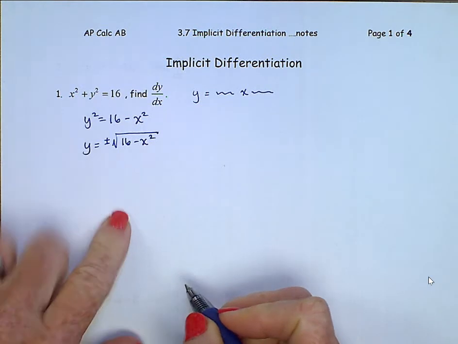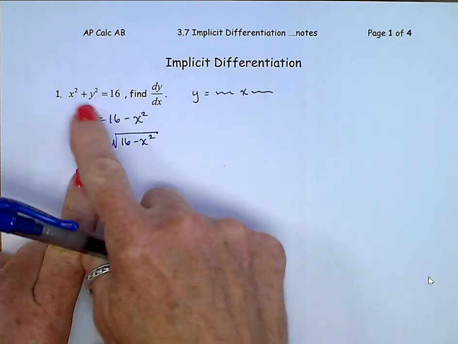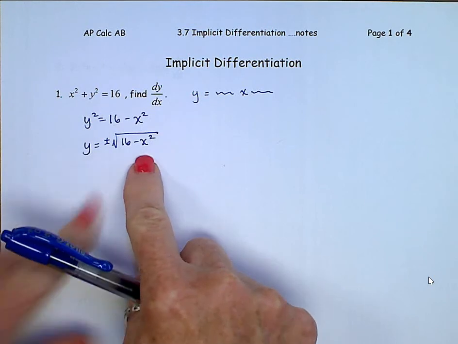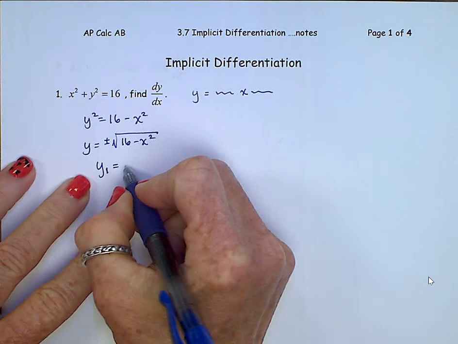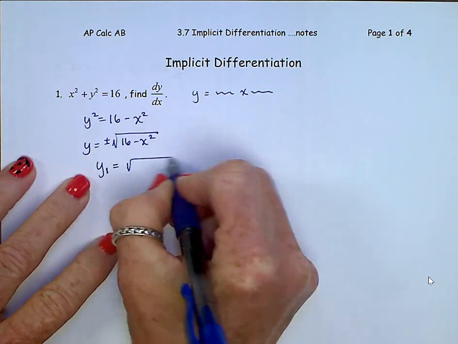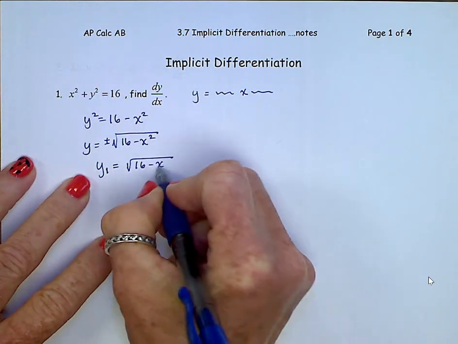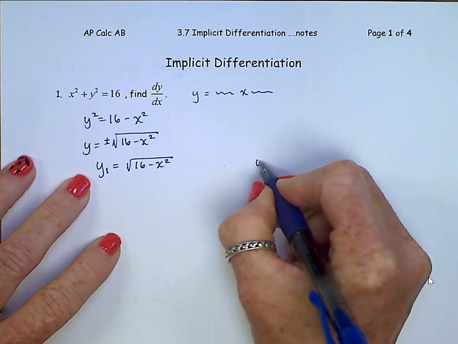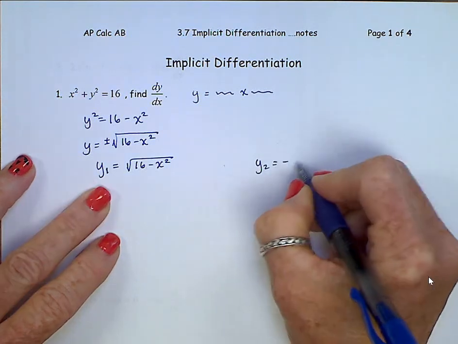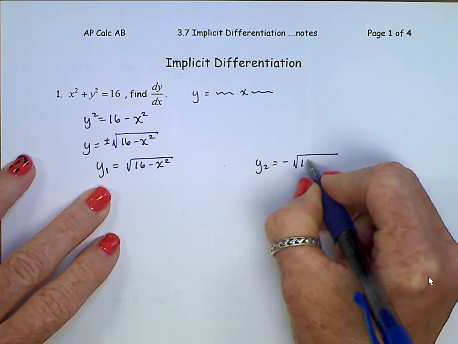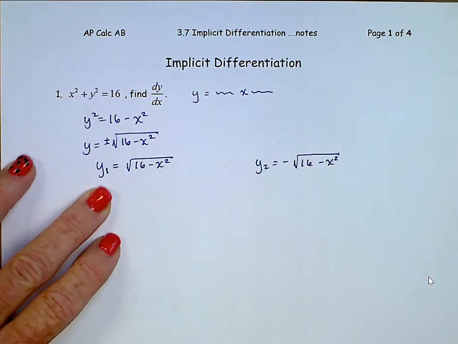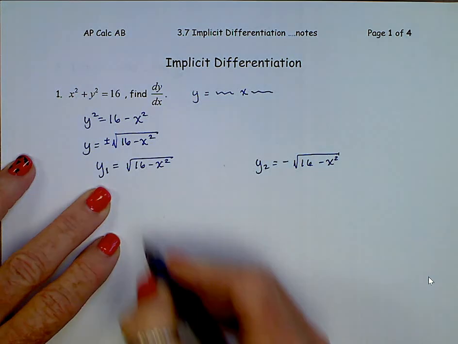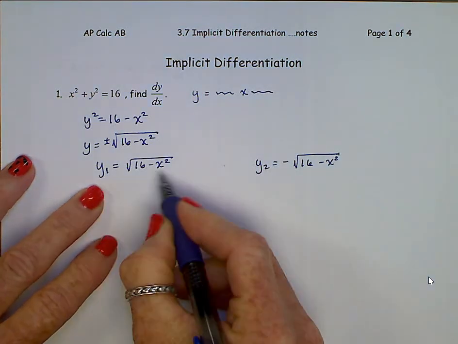Now what happened on this one is when we solve for y, we have two separate equations. So let's call one of them y sub 1, and that's the positive square root of 16 minus x squared. And let's call y sub 2 the negative square root of 16 minus x squared. All right, now let's go ahead and find the derivative of each one.